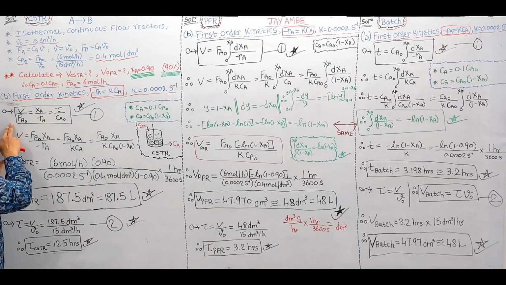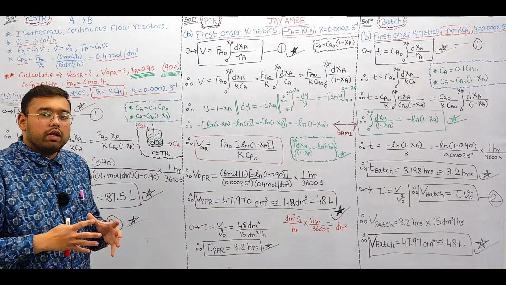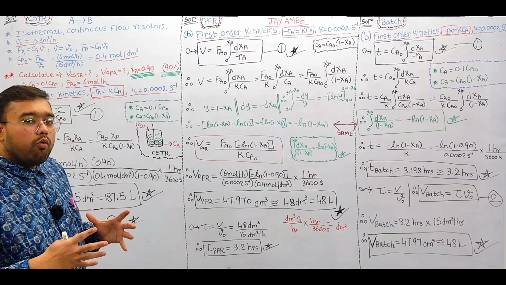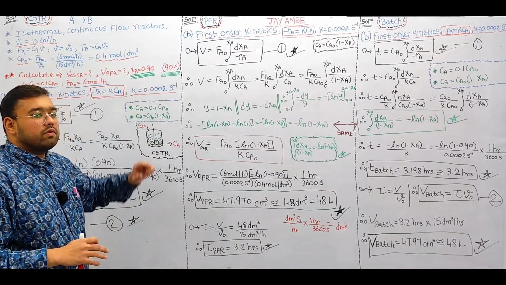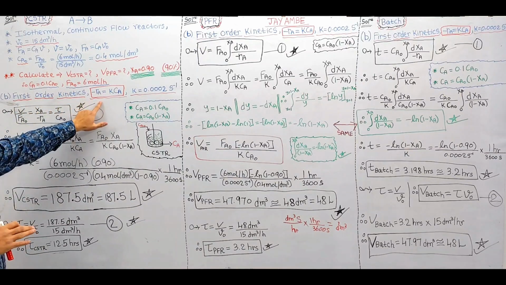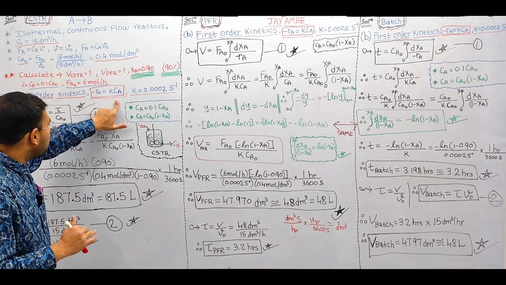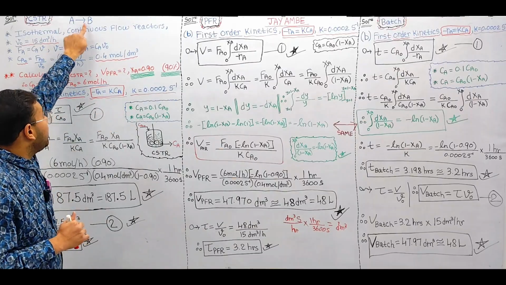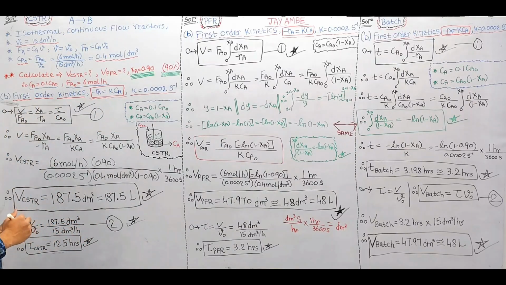From this performance equation, we'll use these correlations and try to make volume the subject, because we are trying to calculate the volume of the CSTR required in order to achieve the 90% conversion for the given first order reaction kinetics, where the rate law is minus Ra is equal to K Ca, for the given reaction where reactant A is getting converted into the new product B.